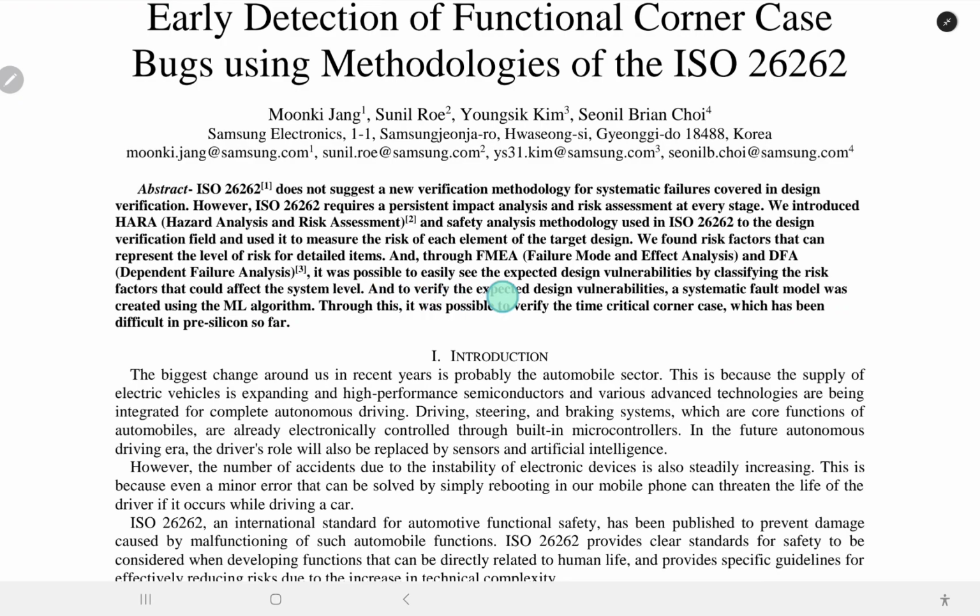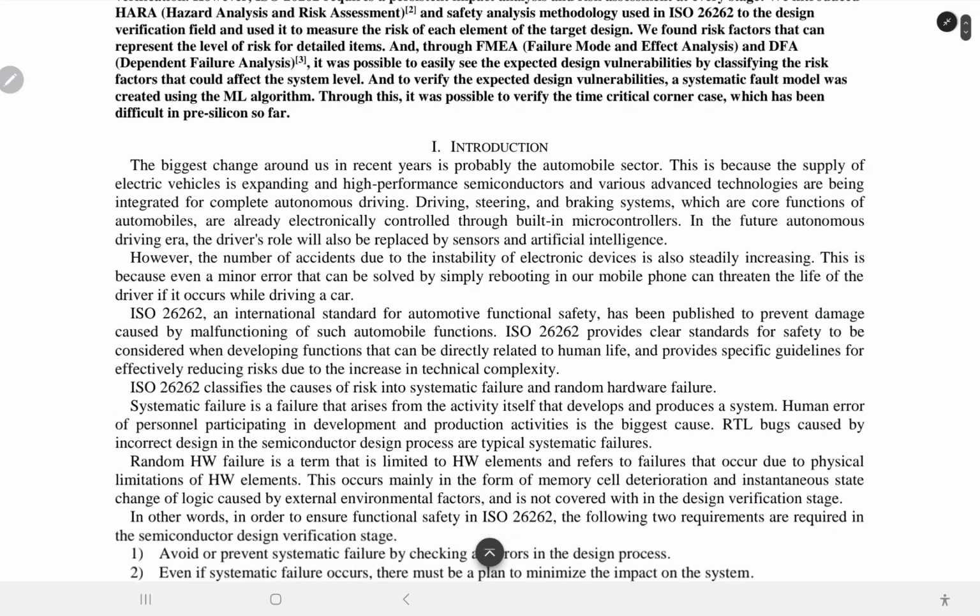And to verify the expected design vulnerabilities, a systematic fault model was created using the ML algorithm. Through this, it was possible to verify the time-critical corner case, which has been difficult to verify in pre-silicon so far.